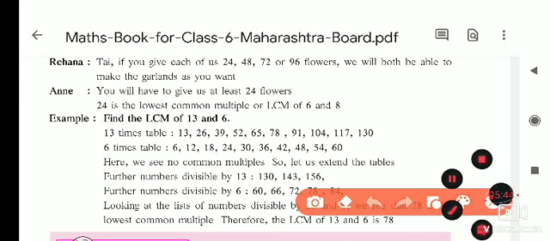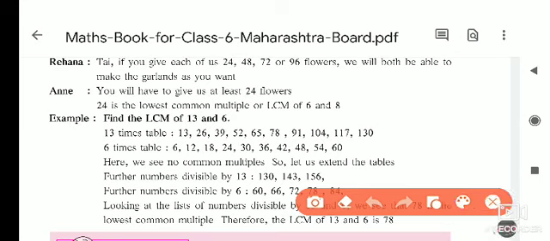Whenever we are finding the LCM, we have to write the multiples of both numbers, then find out the common numbers, and the lowest common multiple is the LCM of those two numbers. Okay, so here we have to find the LCM of 13 and 6. First of all we have to write the 13's table, otherwise 13's multiples.